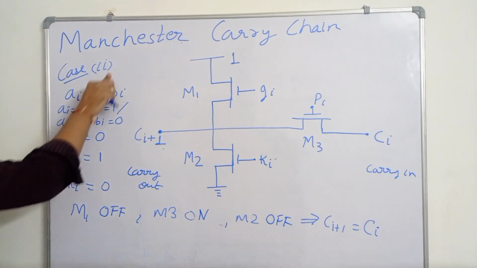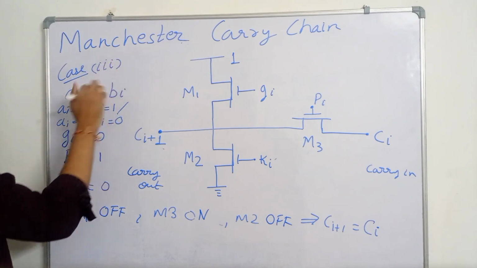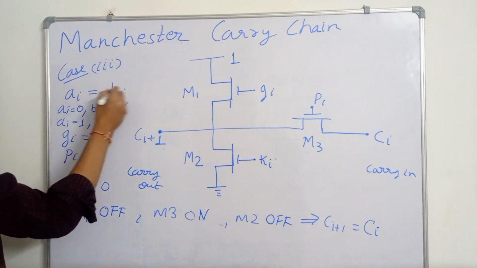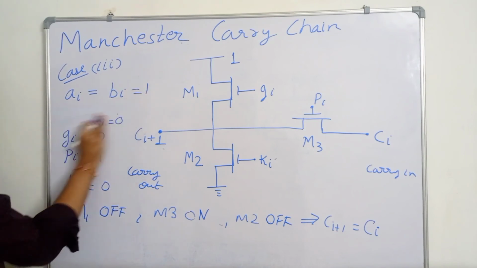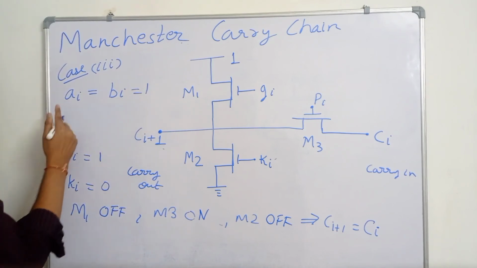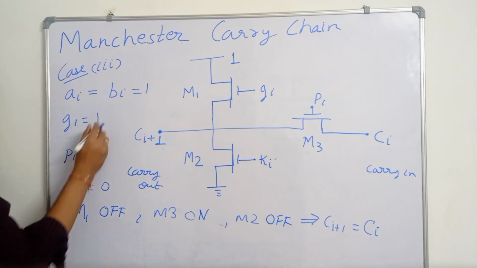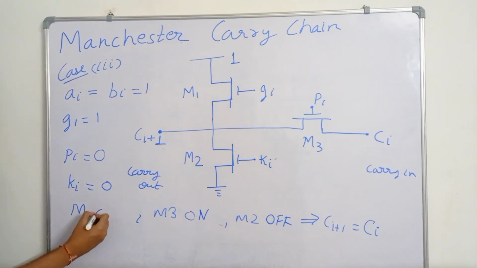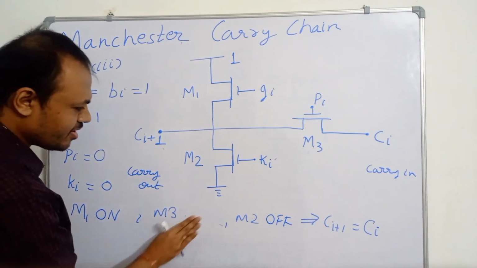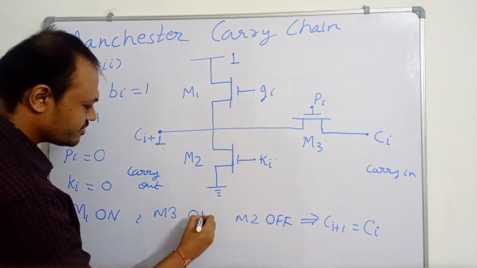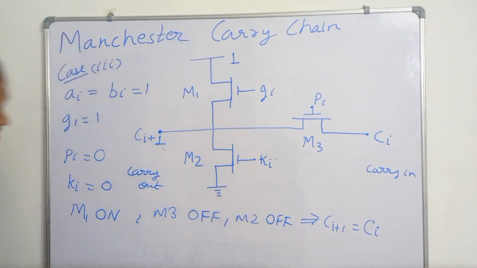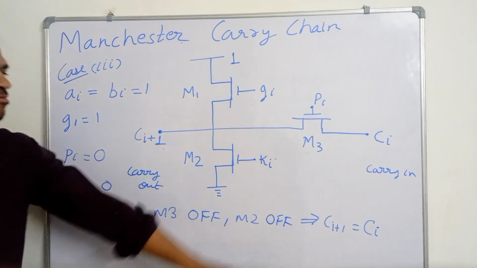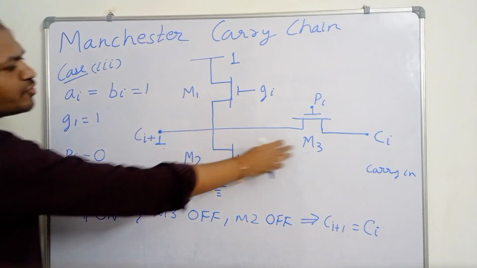Now in the third case we have ai equal to bi equal to 1. Both ai and bi are 1 now. So gi will now be equal to 1, pi will be equal to 0 and ki will obviously be 0. So if Gi equal to 1, then transistor M1 will be on, M3 will be off and M2 will be off. So M1 is on, M2 and M3 are off.